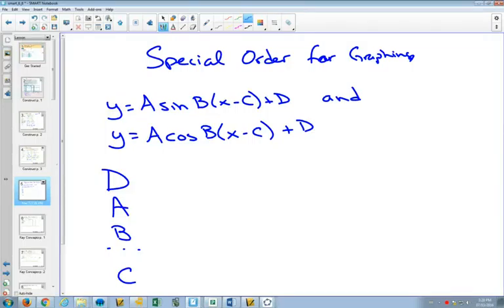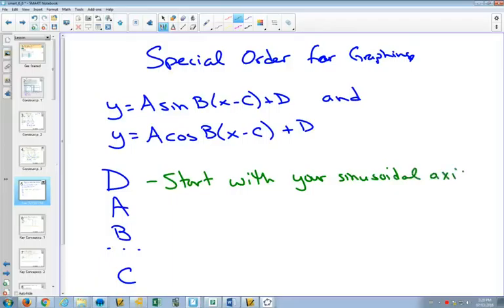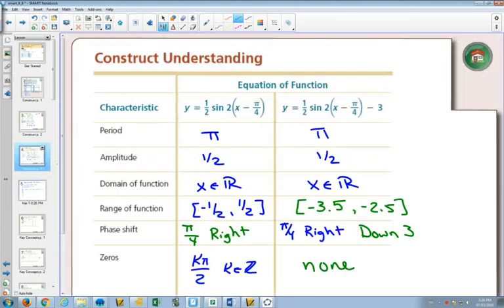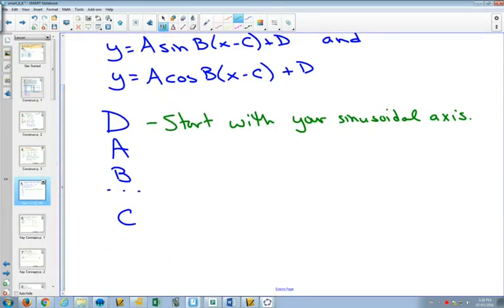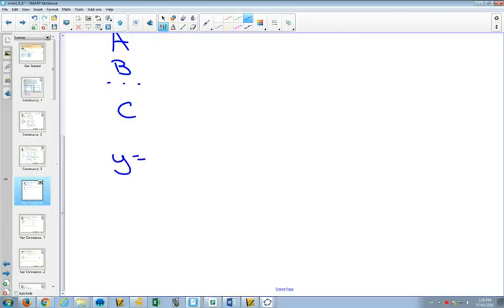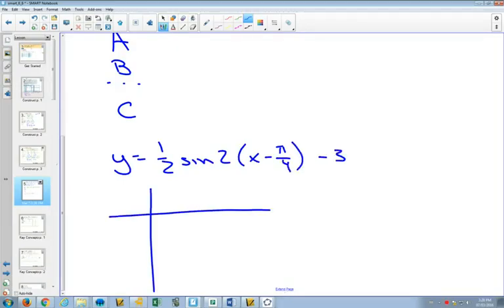What you're going to do is you're going to start with your D value, which is your sinusoidal axis. And you're going to draw a dotted line, whatever your D value is, as your sinusoidal axis. So with our previous example, 1/2 sine 2x minus pi over 4 minus 3, I'll draw that as we go through the steps. The first thing I would draw is a dotted line at y equals negative 3.